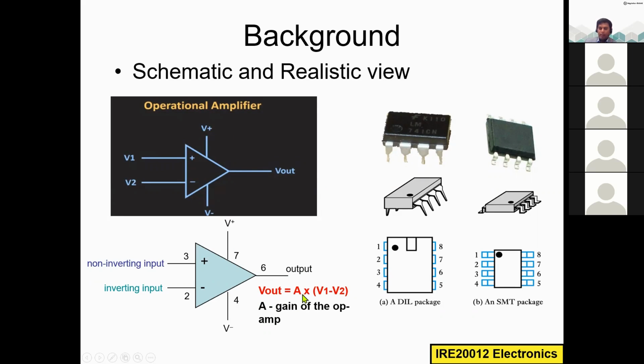V out is equal to A times the difference between the input voltages, where A is the gain of this operational amplifier. In practical applications, maybe we just ground either of these terminals and we apply the input to only either of these plus or minus input terminals. If you apply the input to this positive terminal, for example a sinusoidal wave, the output you will get is a sinusoidal wave, but more amplified.